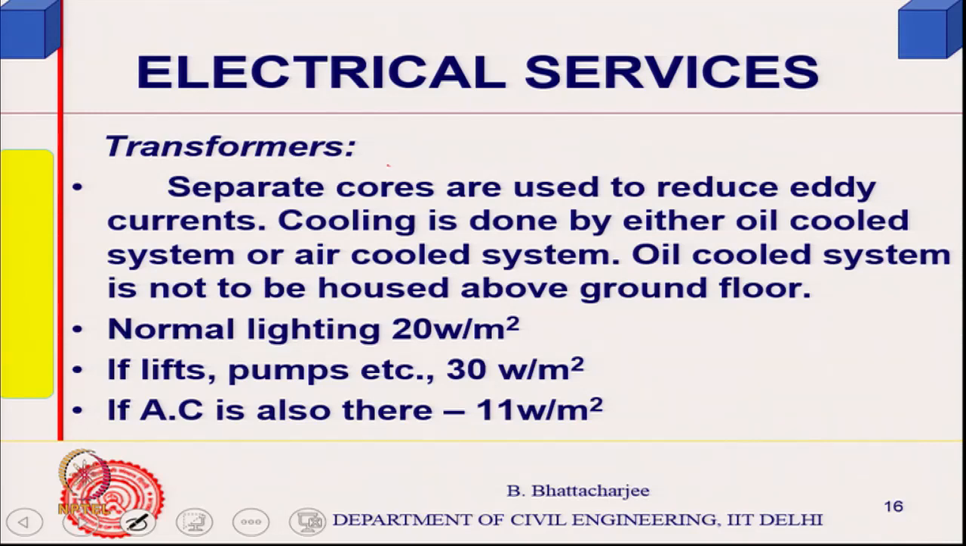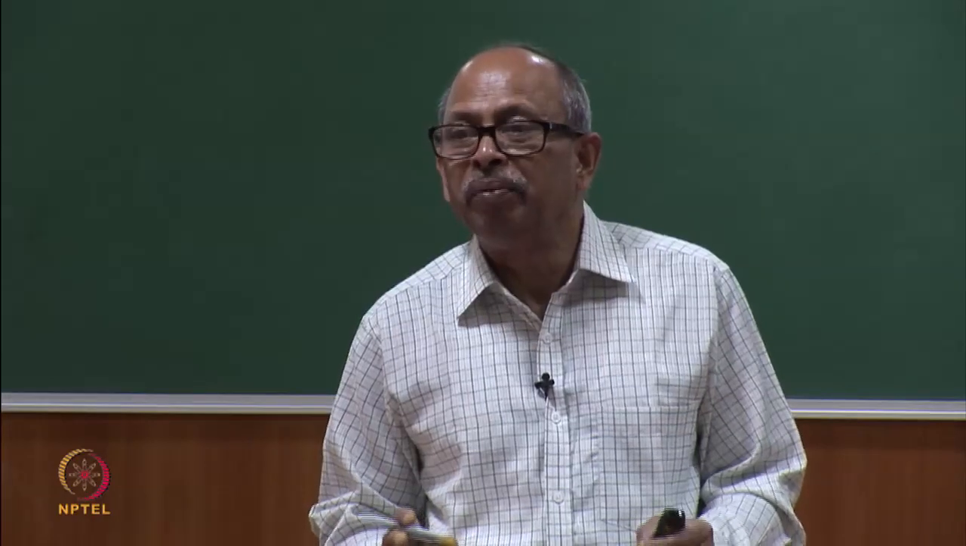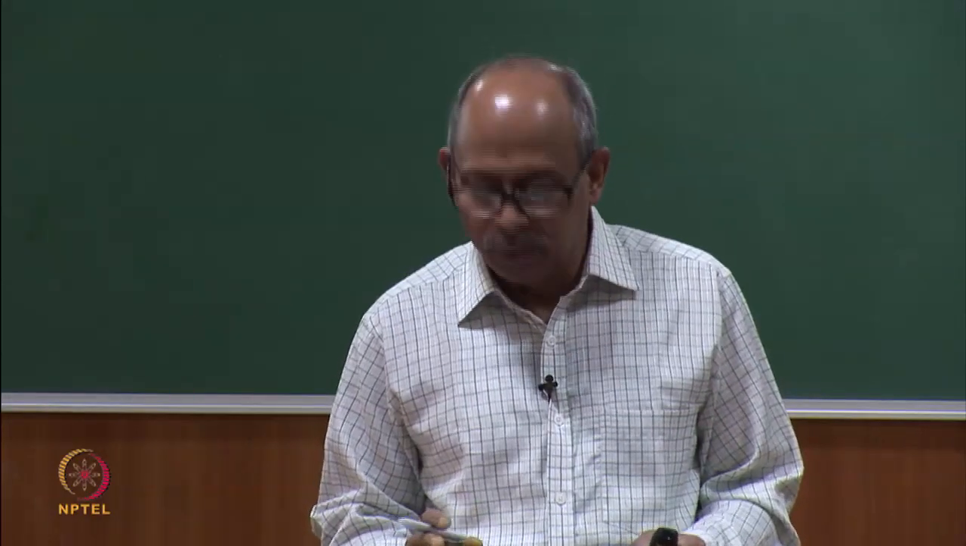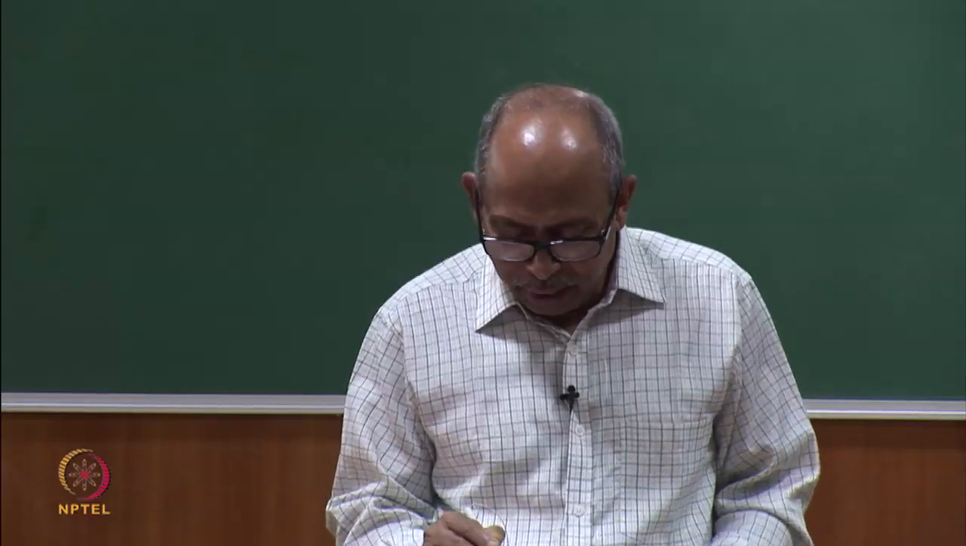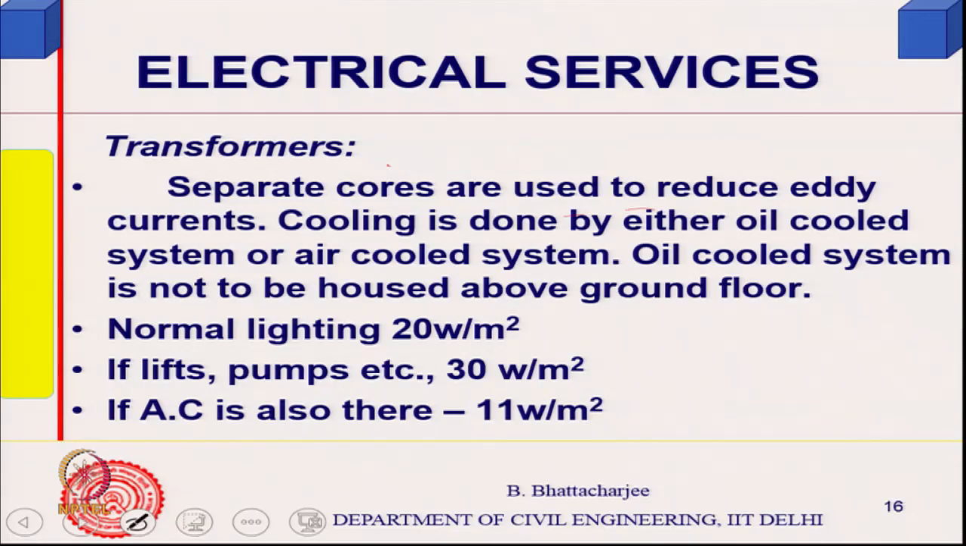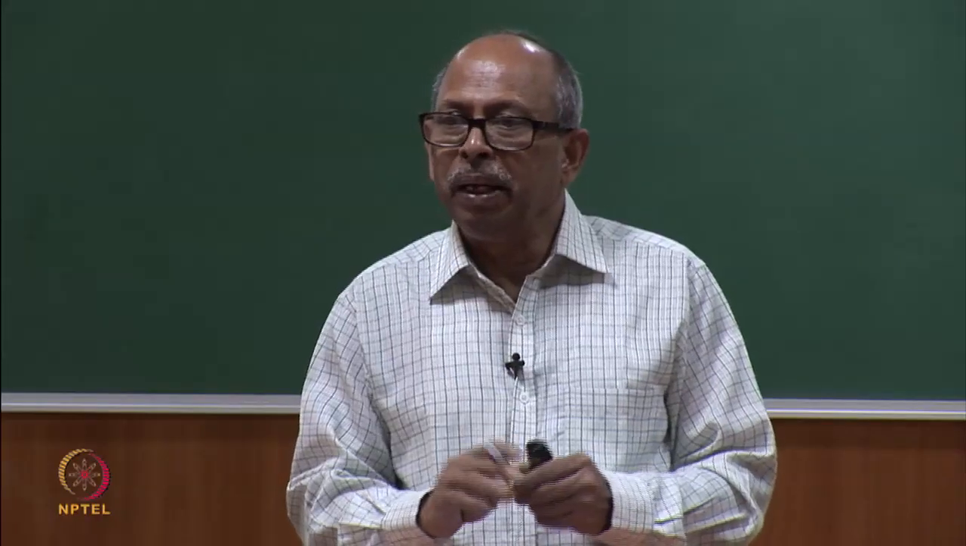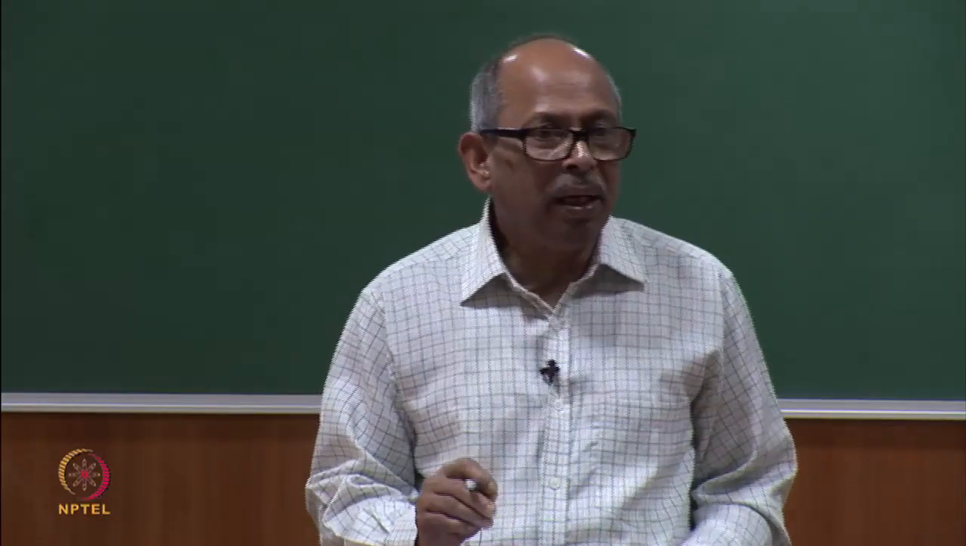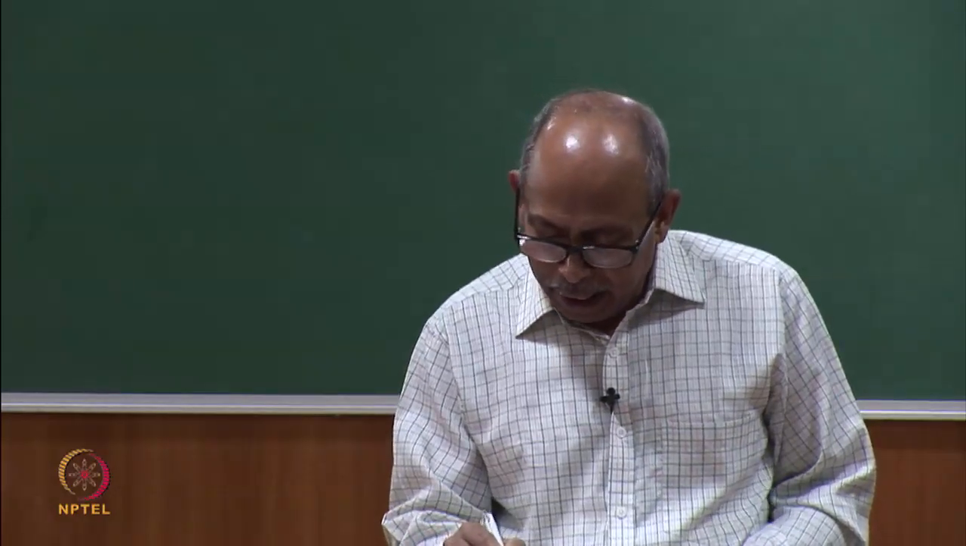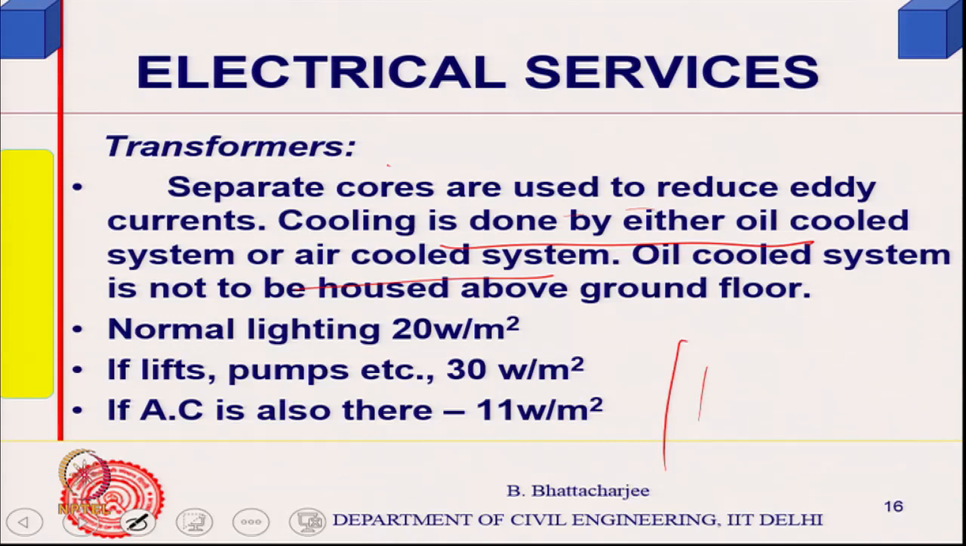So for the transformer, we might have to take some decisions. Obviously capacity is one thing, how much kVA, kilovolt ampere sizing it has to be, which would be known because of what you are dealing with. Generally, eddy current reduction is done: the core is separated by a sort of insulator to minimize eddy current losses, right. And cooling is done either by oil or air cooled system. Currently air cooled ones are efficient.